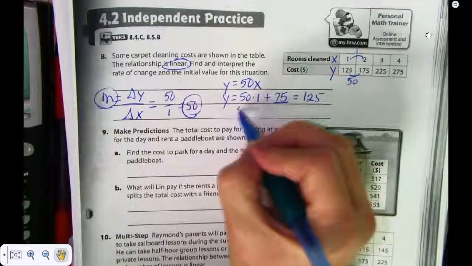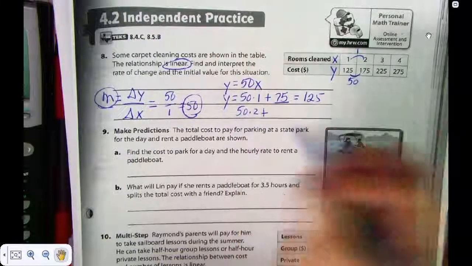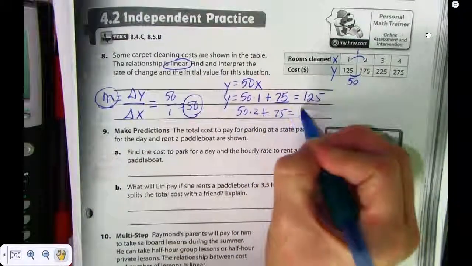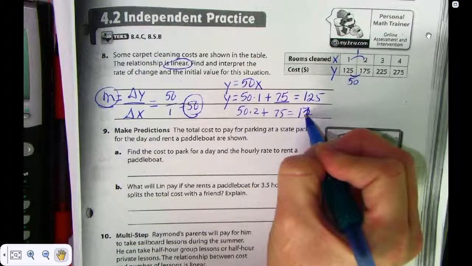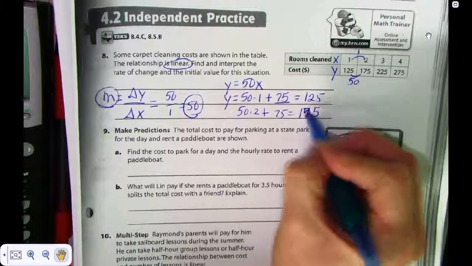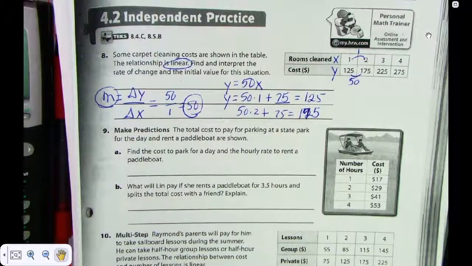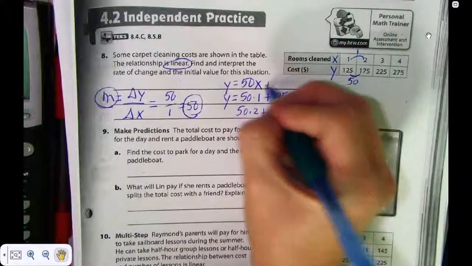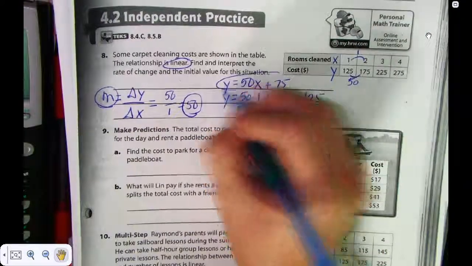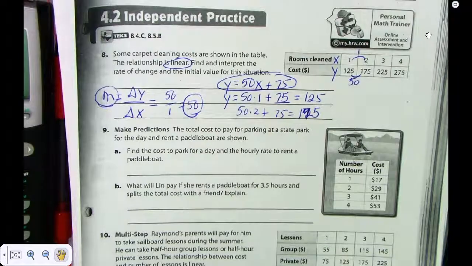Okay, let's do the next one. 50 times 2 is what? And plus 75 gives me 175. Yeah, 175. I just wrote it wrong. So my equation is this, right here. Y equals 50x plus 75.